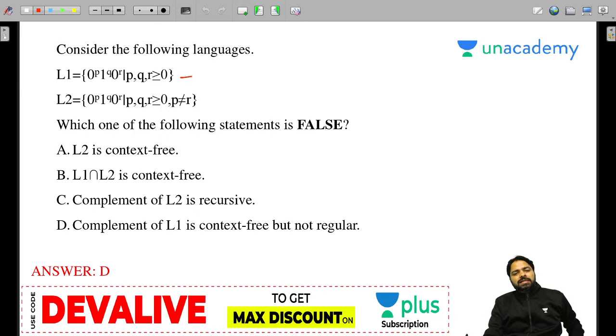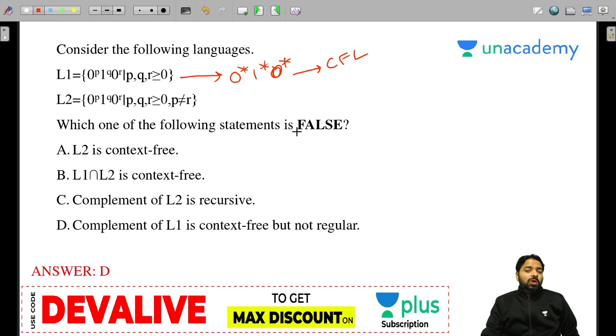And how do you understand this one? 0 star, 1 star, R star. Sorry, 0 star again. They want about context free. Obviously it is regular, so can I say CFL? True. It is CFL and it is also regular, no doubt.